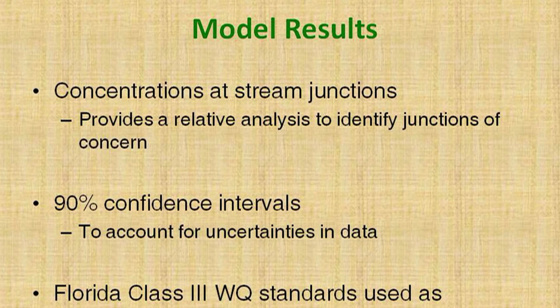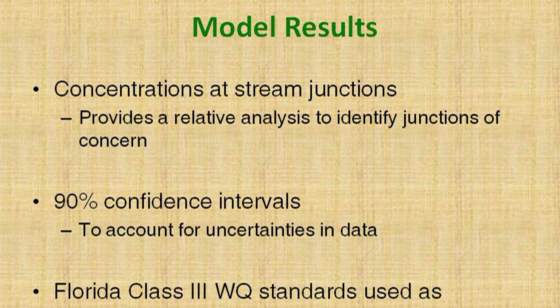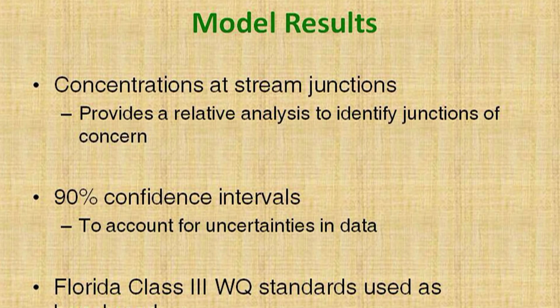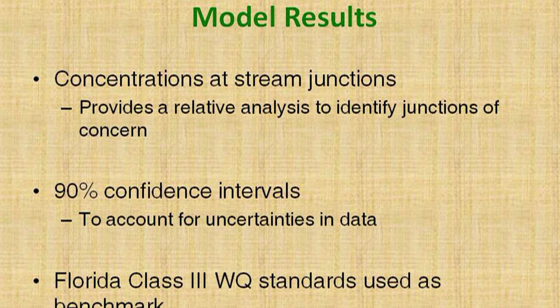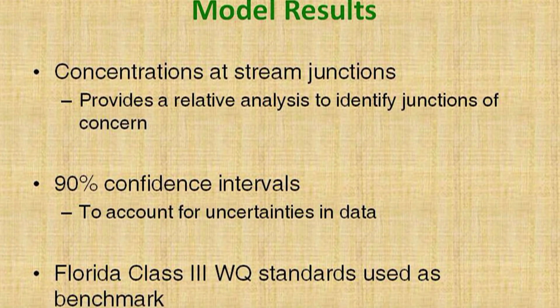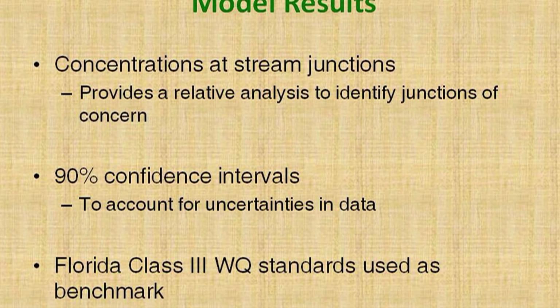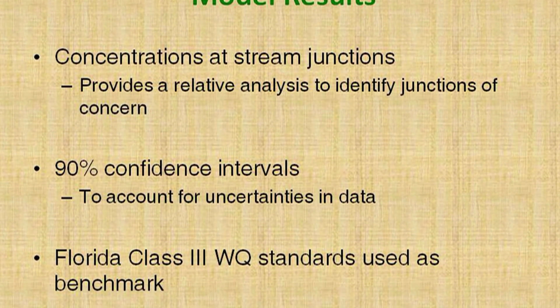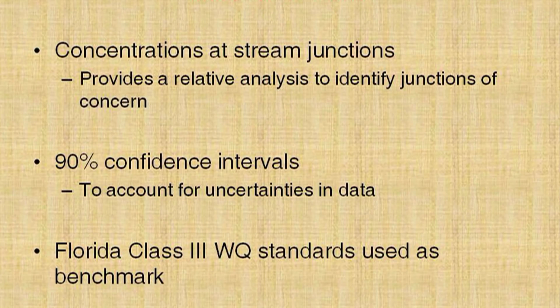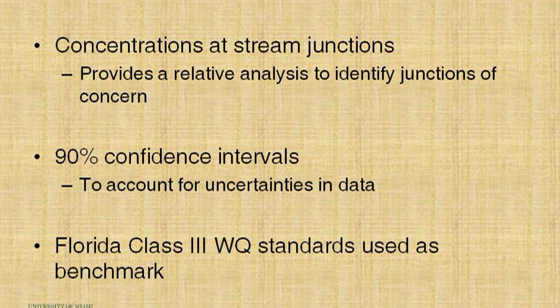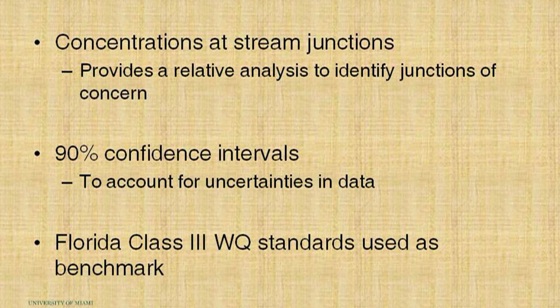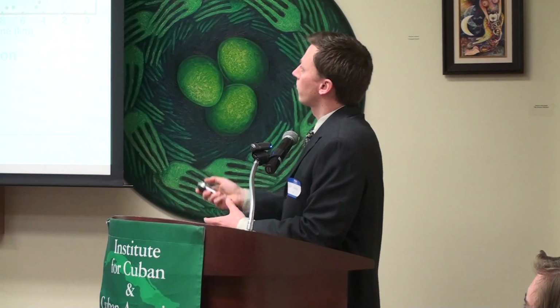Okay, the model results. The main model result is a concentration prediction at stream junctions. This provides a relative analysis to identify which junctions are of most concern. The model, as I said, also includes a 90% confidence interval, which is useful in accounting for the uncertainties that we had in our data. And then finally, the Florida Class 3 water quality standards are used as a reference or as a benchmark.